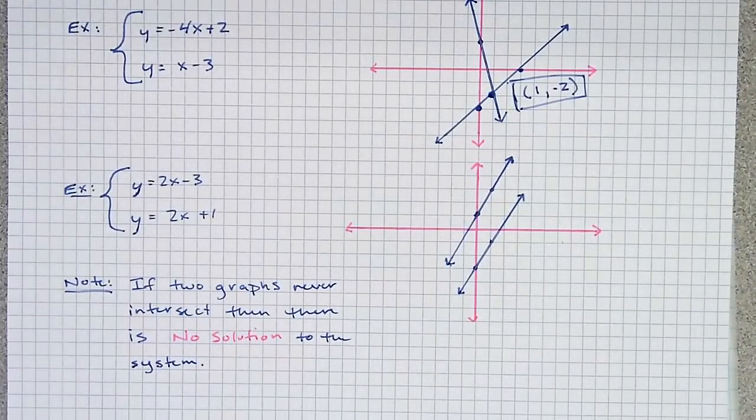Okay, so for the most part in this class, we'll only be dealing with lines. Future classes, you'll have parabolas and circles and a whole bunch of other stuff that might not intersect. When it comes to lines, the only way they don't intersect is if they have the same slope and different y-intercepts. Outside of that, every other line graph will intersect.